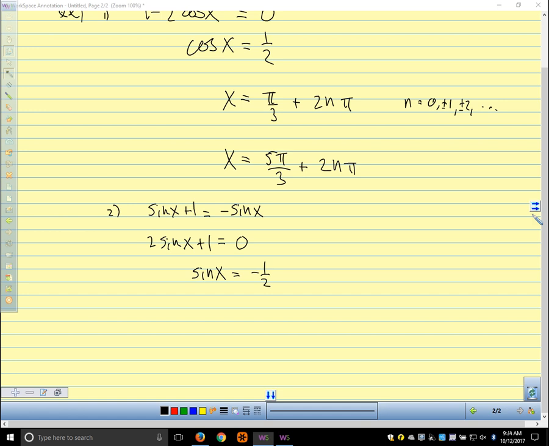So now we say, what angles on the unit circle give us a sine of negative 1/2? Our y coordinate has to be negative, so we have to be over here in the third quadrant, or over here in the fourth quadrant. And the y coordinate is 1/2, so we're talking about the short side.